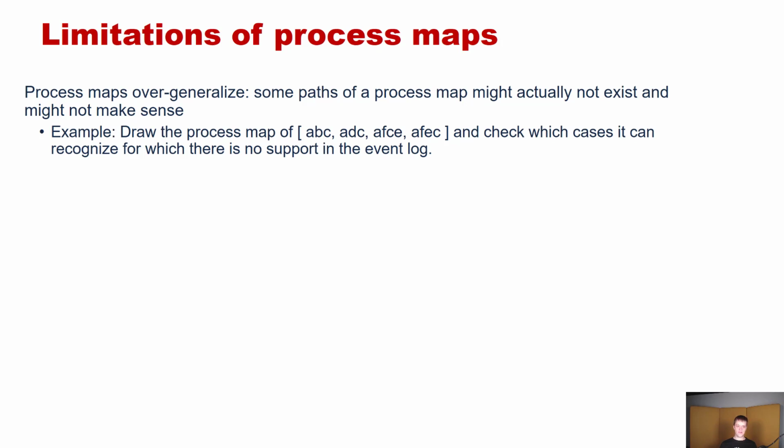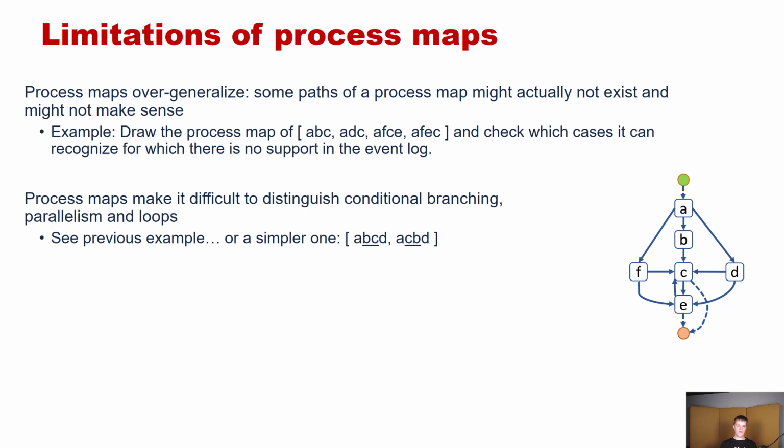They overgeneralize, meaning that some paths of a process map might actually not exist and might not make sense. For example, if you were to draw a process map of ABC, ADC, AFCE, AFEC, and check which cases it can recognize, then you can find multiple ones where there is no support for them in the event log. For example, AFE or ADE. There are even simpler examples, such as ABCD, ACBD.